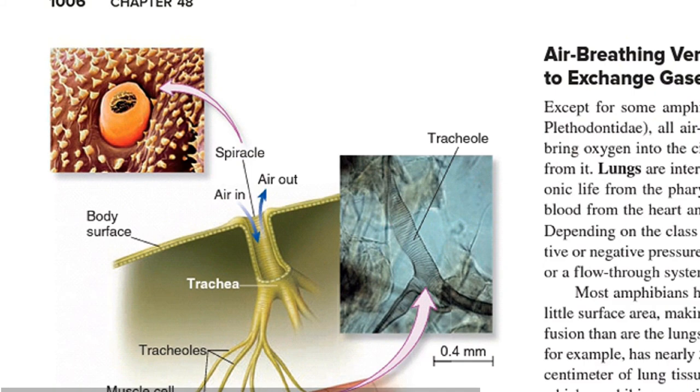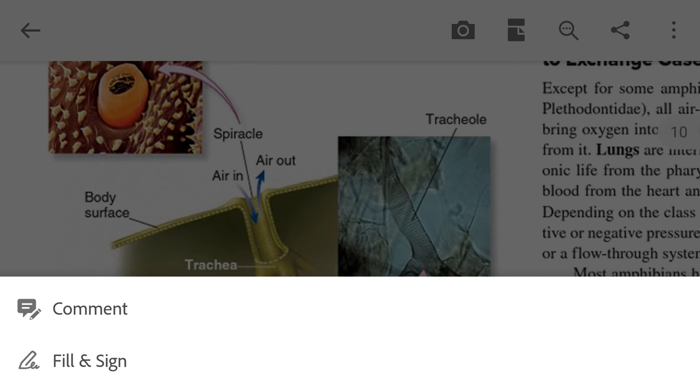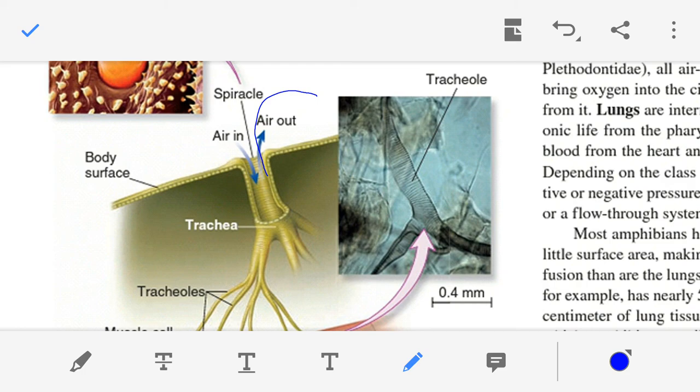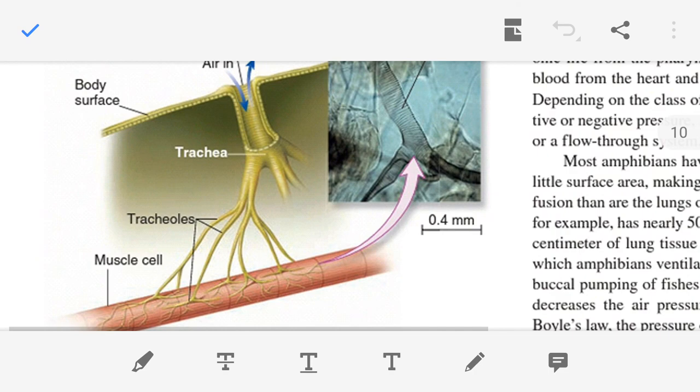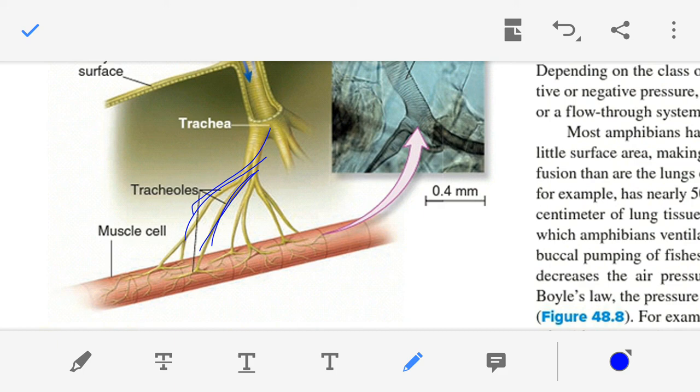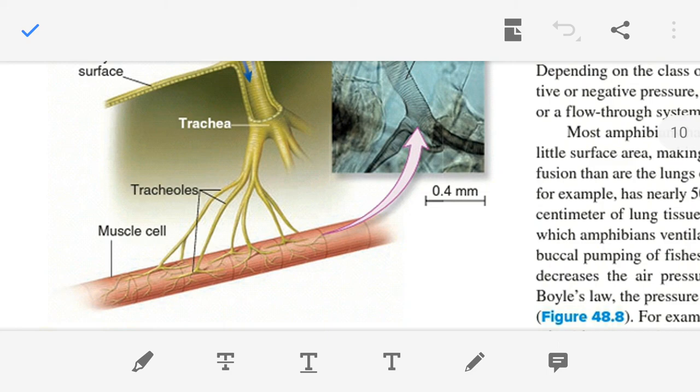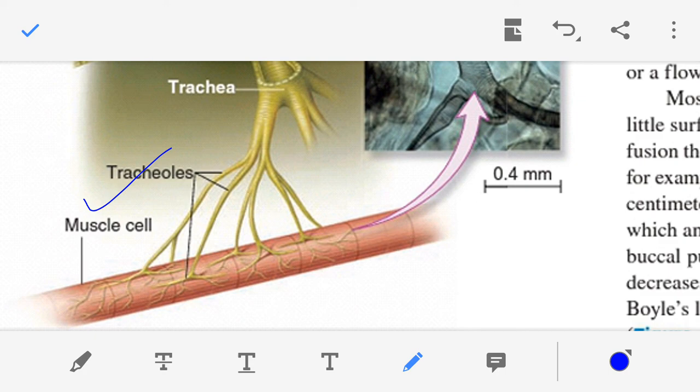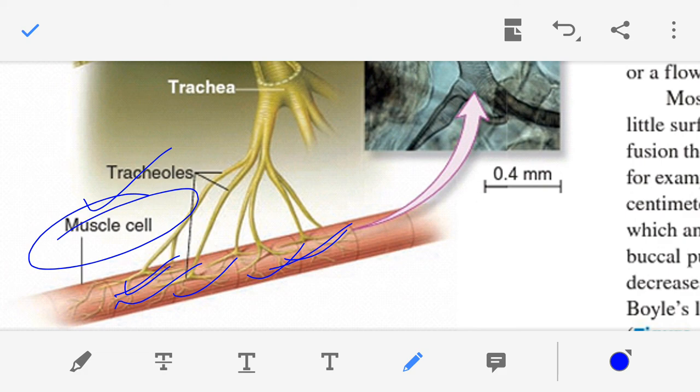Now if we enter into the spiracle, then we will reach over here. For example, we are entering, so that means we are entering into the trachea. And now you see what happens to this trachea. It is further subdivided into small tubes. So these narrow tubes are known as the tracheoles. And as you can see, the branches of the tracheole are connected with the muscle cell. And here, with the muscle cell, the exchange of gases O2 and CO2 is going to take place.